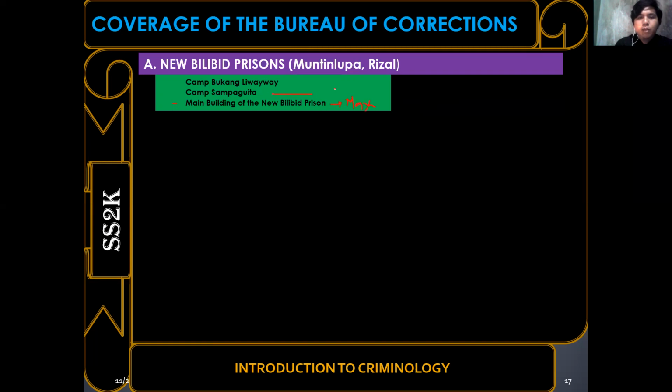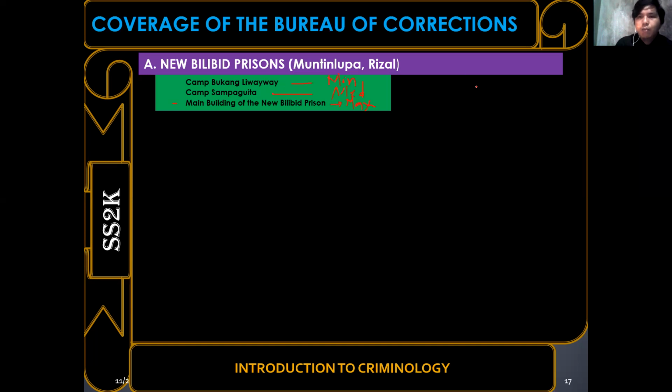Then, medium security prisoners, dyan po sa Camp Sampaguita. At sa Camp Bukang Liwayway, from the word Bukang Liwayway, bumubuka ng liwanag para sa kanila. Ito na yung minimum. So, malapit nang lumabas, konti na lang yung natira sa kanilang sentensya. Kaya maliit na lang yung chance na itatakas siya kasi malapit na siyang lumabas. Yun po yung tatlong kampo.